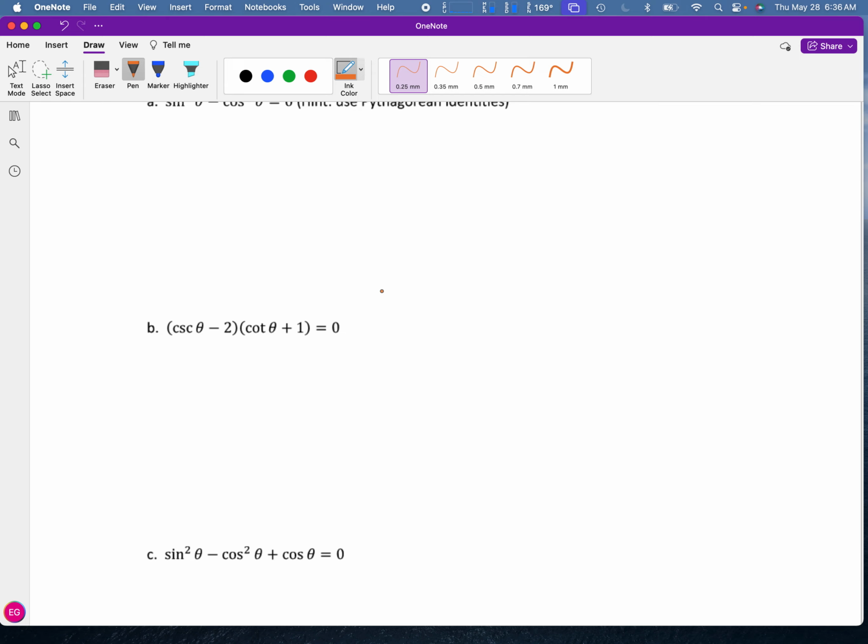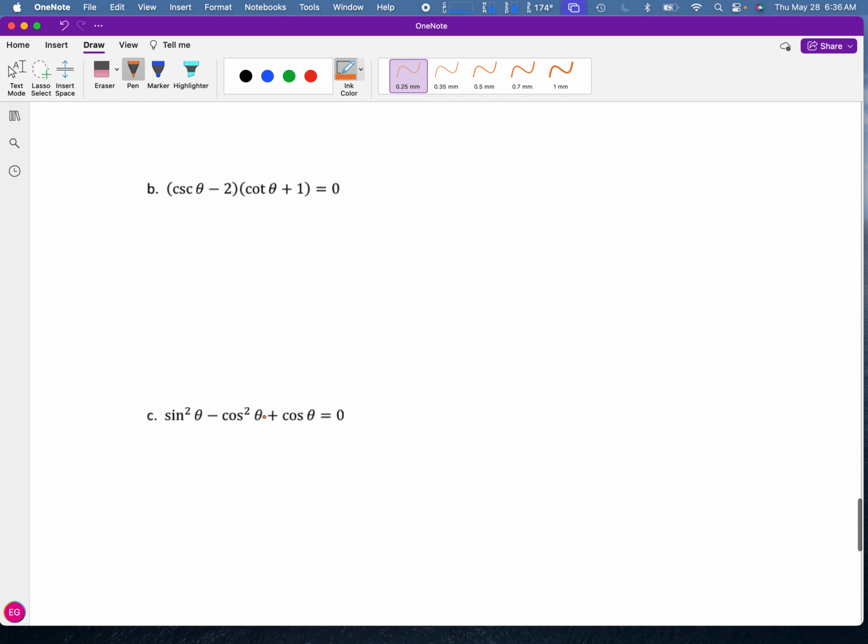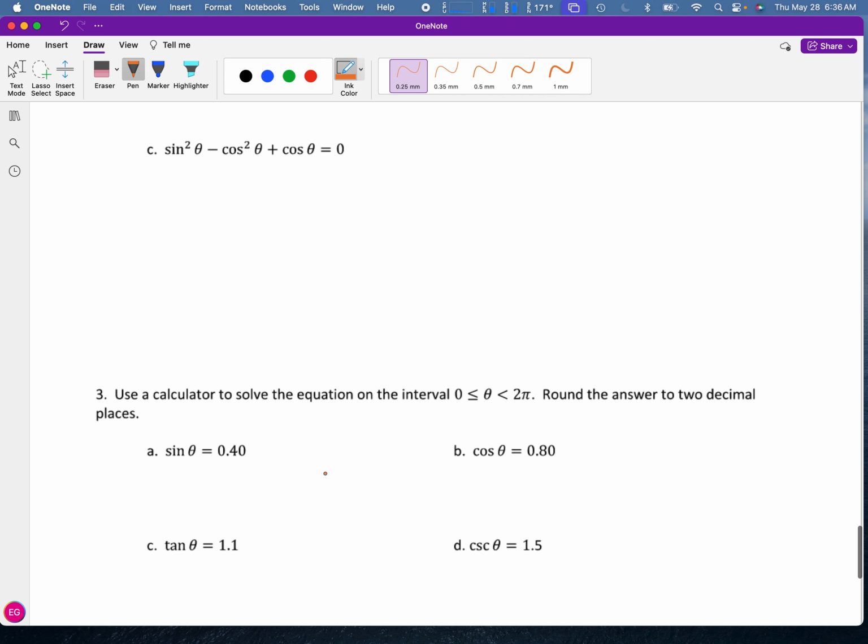And as I literally just said, that's not what you should do. My bad. It's already factored. Just set each factor equal to 0. So you're going to have cosecant equals 2, and you're going to have cotangent equals -1. Just solve like normal. C is going to be where you want them to all be the same. And if I'm looking at this, I see a regular cosine. So I want to turn the sine squared into a cosine squared somehow, using the Pythagorean identities.